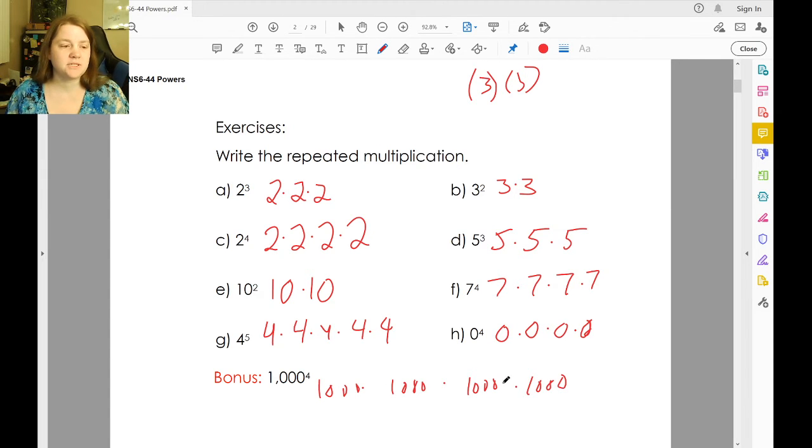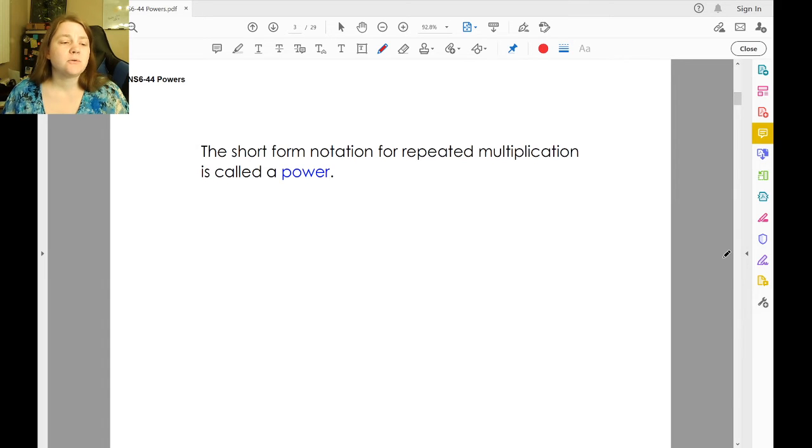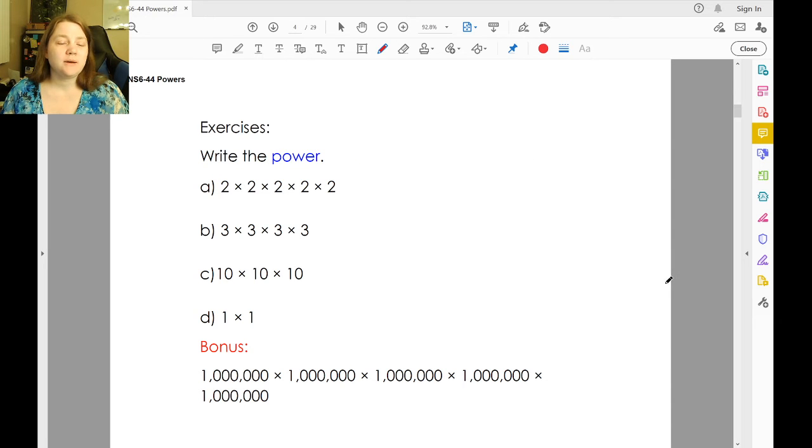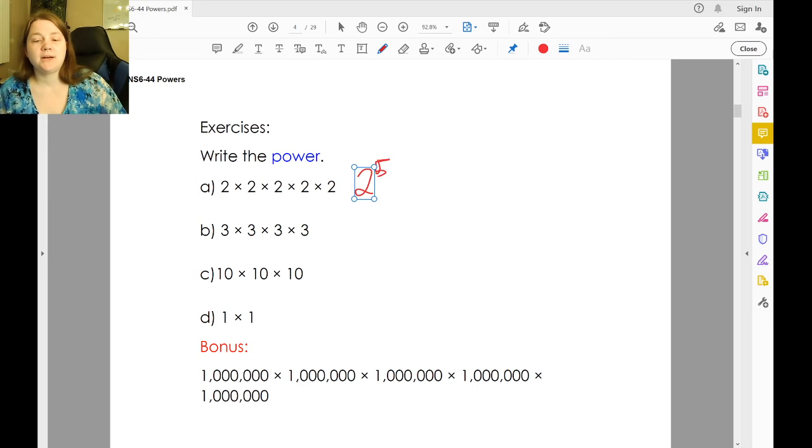So the short form notation for repeated multiplication is called a power. The little number is called the exponent, and we're going to get to that momentarily. They want you to write these numbers as a power. So, for example, in letter A, I see the number 2 5 times. So that's 2 to the 5th power. Go ahead, pause the video, try the rest, and when you come back, we'll talk about it.